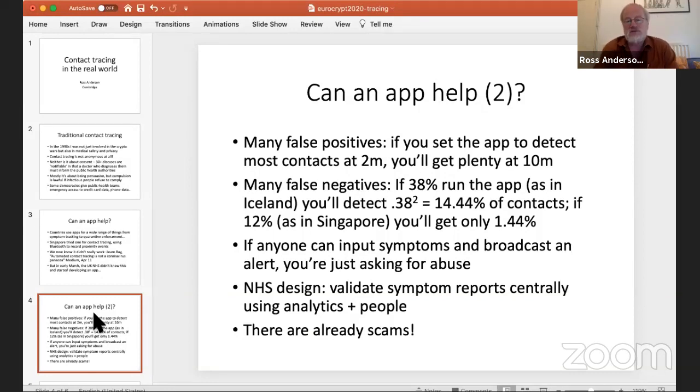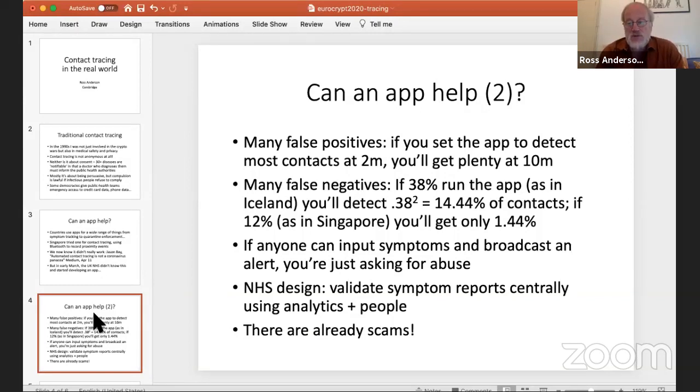You're also going to get lots of false negatives, because the app that got the widest uptake was that in Iceland, where 38% of the population ran it. And that means that if you are sitting a meter away from somebody on the bus who's coughing germs all over you, the probability that you're both running the app is 38% squared, which is 14%. And if you get 12% of the people using it, as in Singapore, you get a tenth of that. So your false negative rate is anything from 85% to 98% across the range of observed deployment rates of apps.